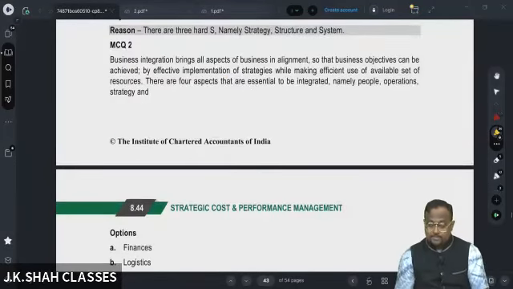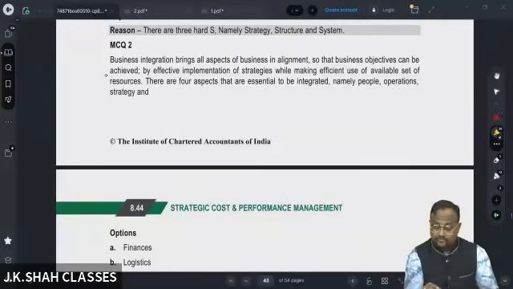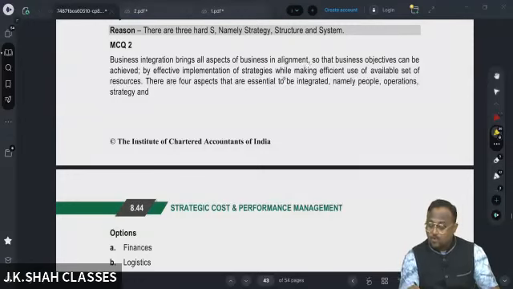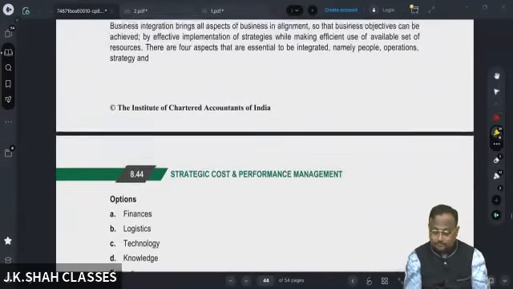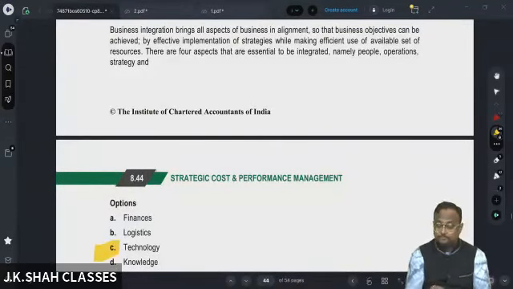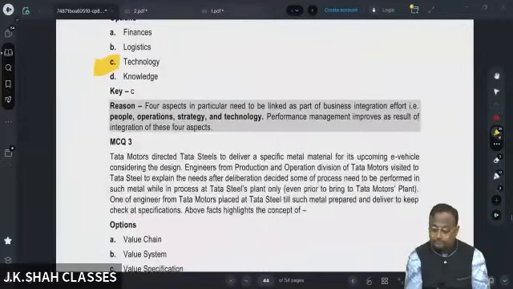Next. Business integration brings all aspects of business in alignment so that business objectives can be achieved by effective implementation of strategies while making efficient use of available set of resources. There are 4 aspects that are essential to be integrated, namely people, operation, strategy, and what? It has to be technology.